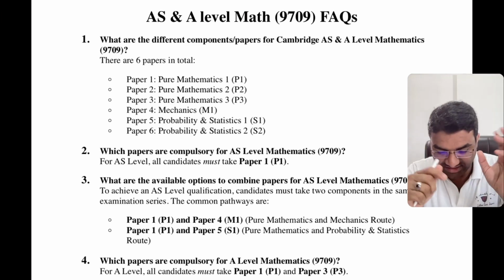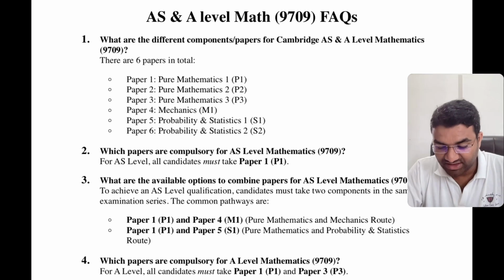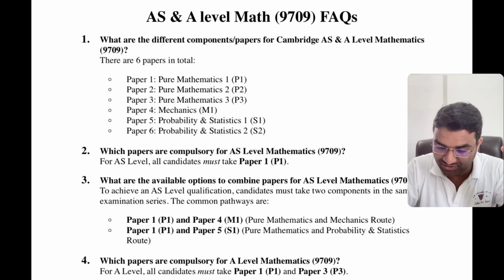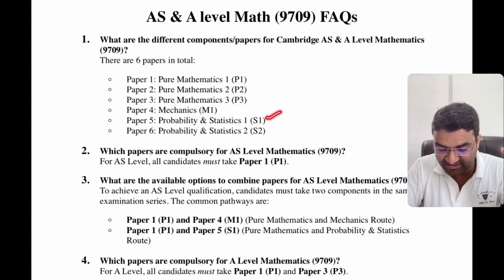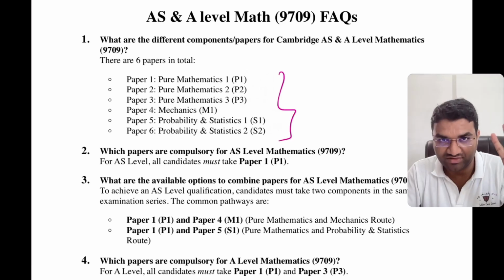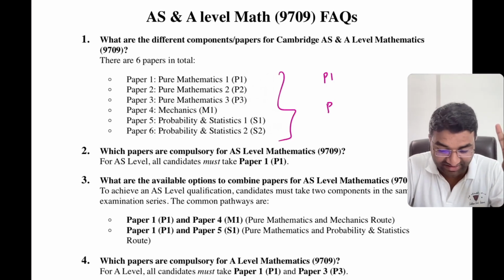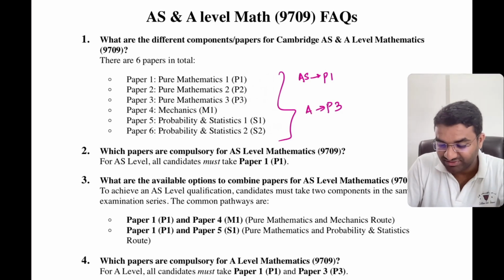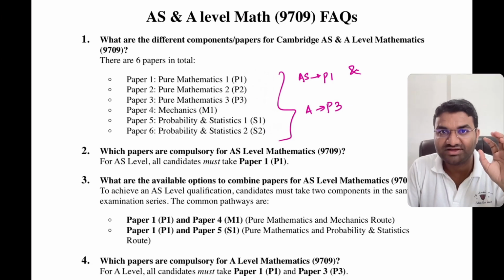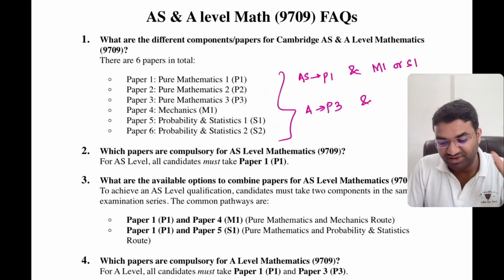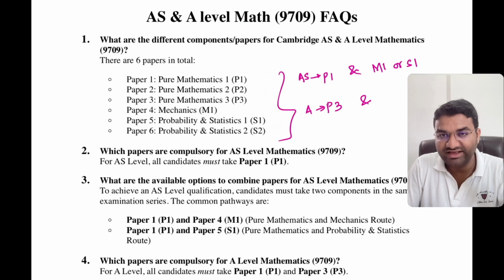So here, what are the different components of Cambridge AS and A level math? You have 6 papers: P1, P2, P3, and M1 mechanics, S1 and S2. Out of these 6, you have to pick 4. P1 and P3 are compulsory. For AS level it's P1, and for A level it's P3. Along with P1, for example, you can pick either mechanics M1 or statistics 1, and along with P3, you can pick from the remaining 2.